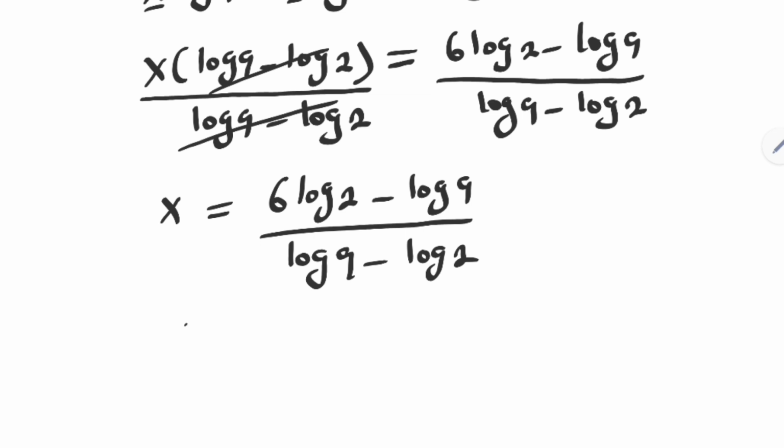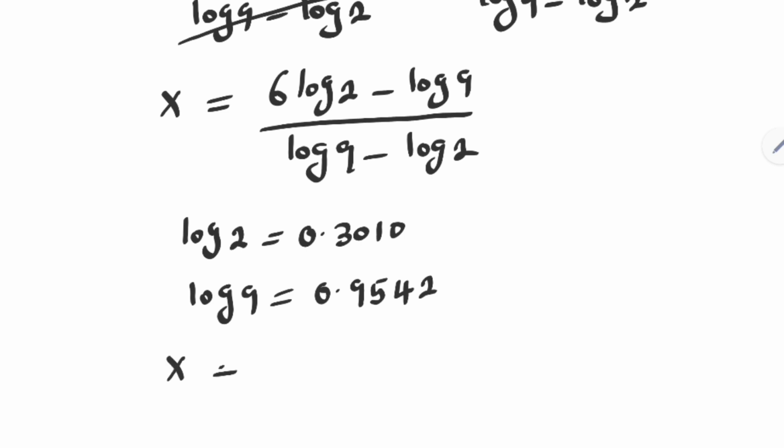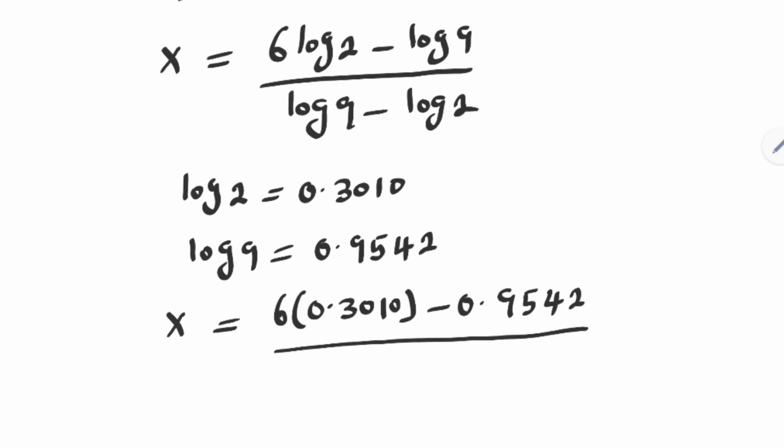Now here log 2 is equal to 0.3010, and log 9 is equal to 0.9542. x will be equal to 6 bracket 0.3010 minus 0.9542 over 0.9542 minus 0.3010.